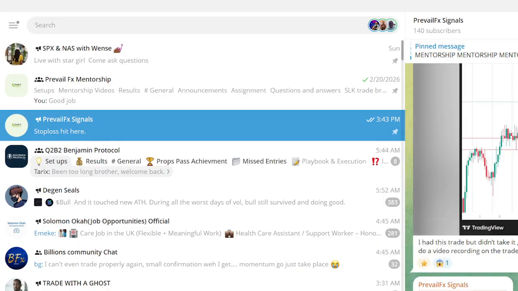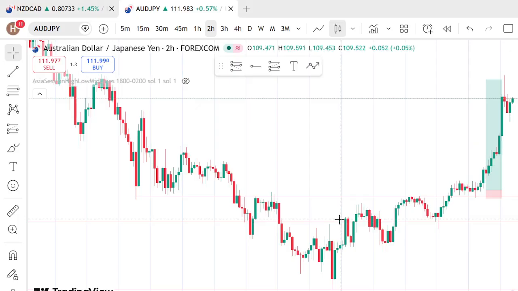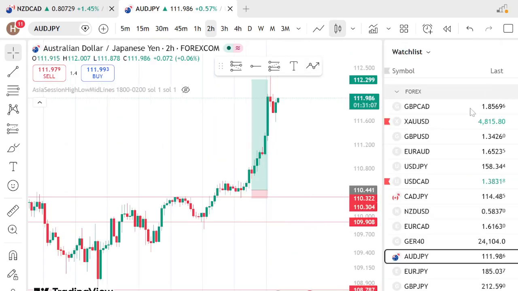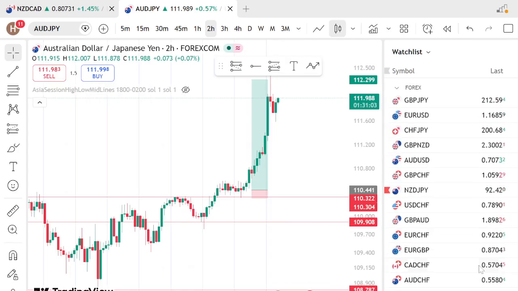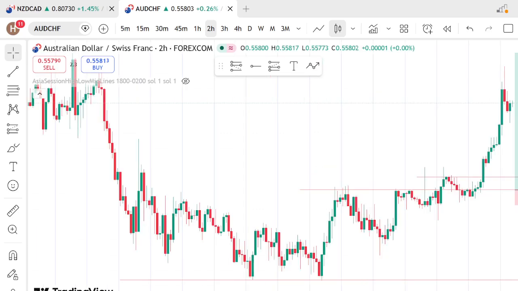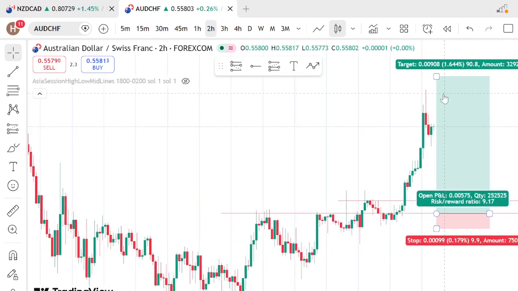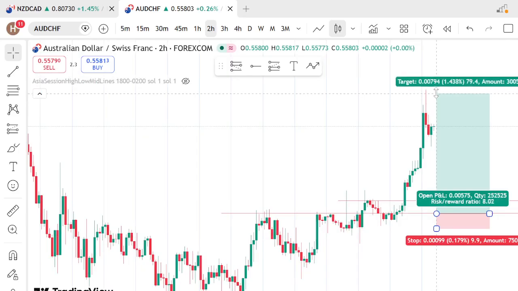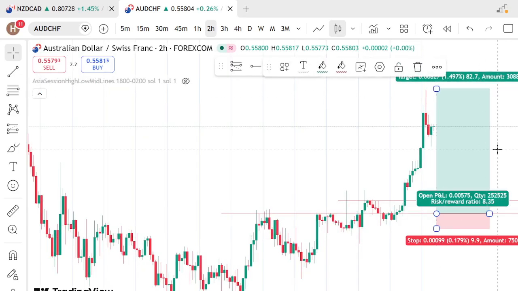So I'm going to be giving a breakdown of this trade. Let's start with AUD CHF, the one I called on the Telegram group and that played out actually. Okay, yeah, this is the trade. If I had left it, currently it's running at 1:8. But I didn't leave it, I left the market at 1:3.